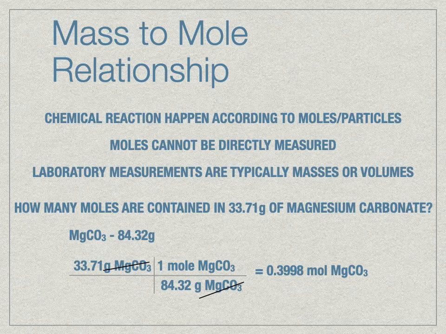Well, it takes 84 grams to make a mole of magnesium carbonate. 33 is less than half. So you expect less than 0.5 moles, and sure enough, that's what we have in front of us. All right, let's look at the next one.